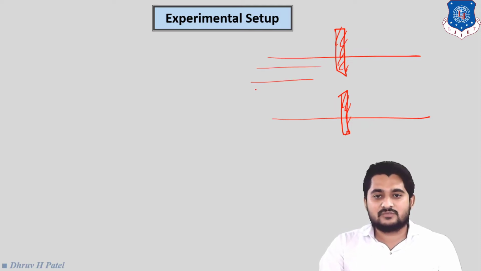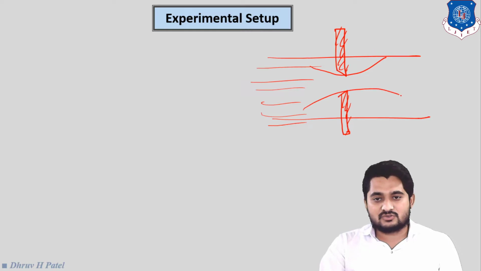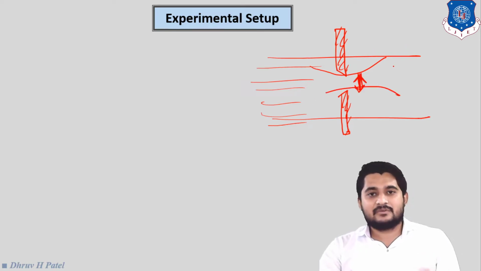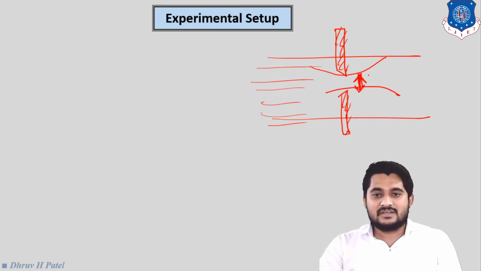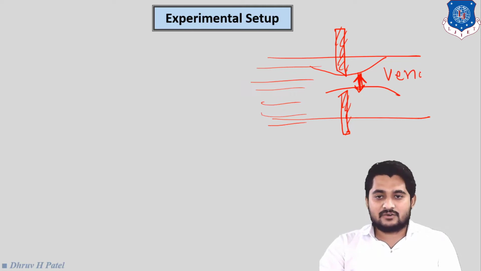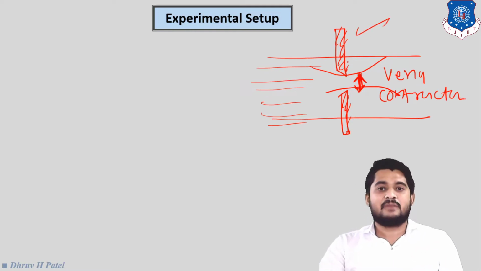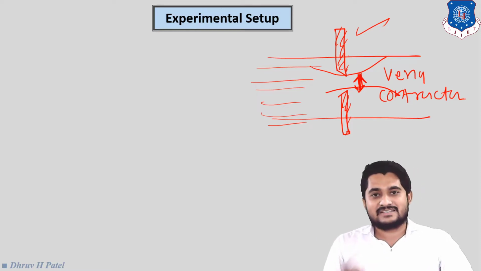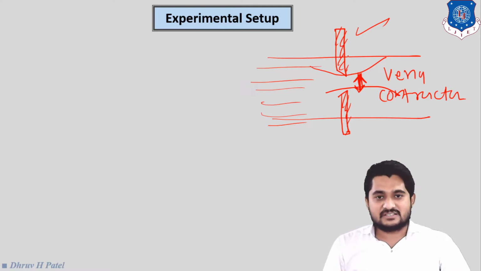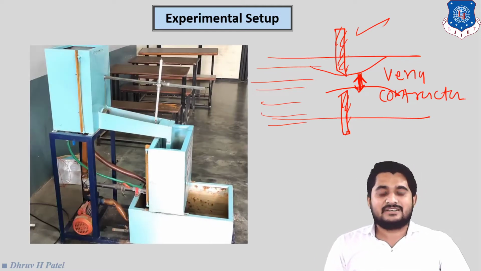Suppose water is flowing through this pipe, so some water is also flowing through the orifice, right? Remember that the minimum area of the flowing water is known as the vena contracta. So here we have the orifice and the mouthpiece also. A mouthpiece is an external device which can be attached externally to any kind of tank, right, to find out discharge. So let us first understand our experimental setup.